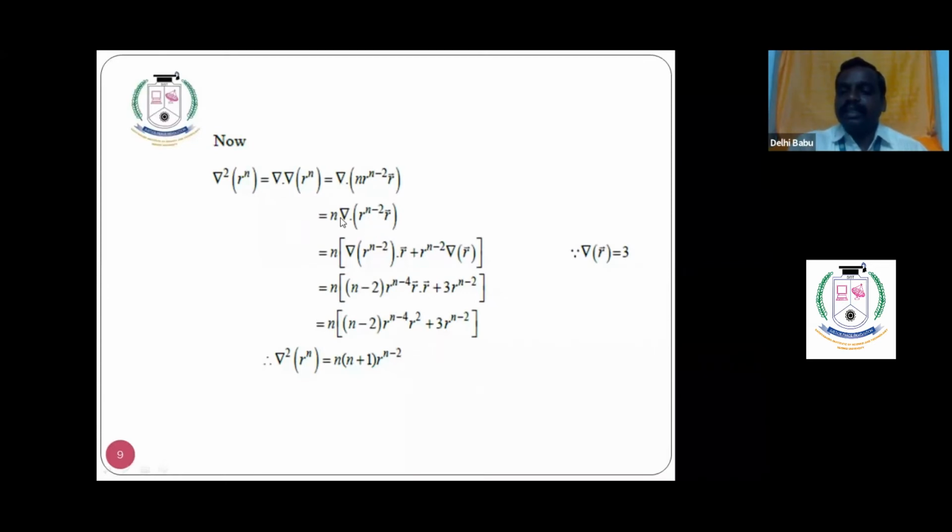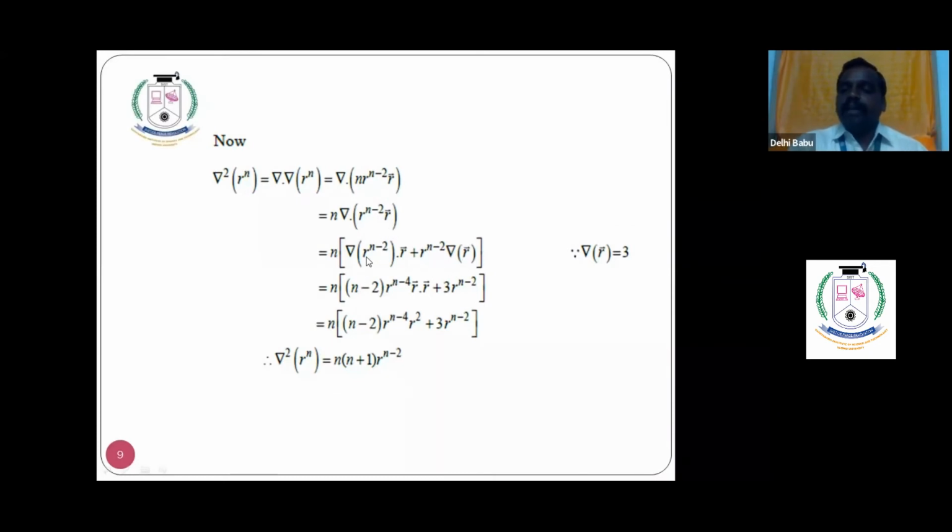So in this way, del of r^(n-2) into r vector. I am fixing r^(n-2) and differentiating this r vector, because del is nothing but i ∂/∂x plus j ∂/∂y plus k ∂/∂z. That means differentiations. I will repeat this step again: del dot r^(n-2) into r vector. Both r and r vector have x, y, z, so I can apply the product rule. The product rule differentiation is: I fix r vector, differentiate r^(n-2), plus vice versa. That means I fix r^(n-2) and differentiate this r vector.